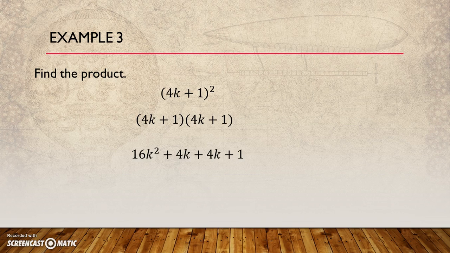Then we combine like terms. We have 4k and 4k, which makes 8k. So our answer is 16k squared plus 8k plus 1. You are not just squaring both terms. You have to actually multiply by itself.